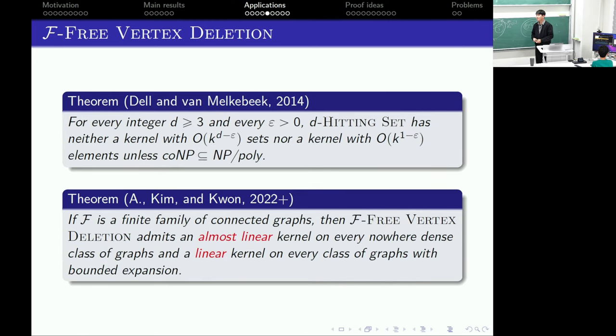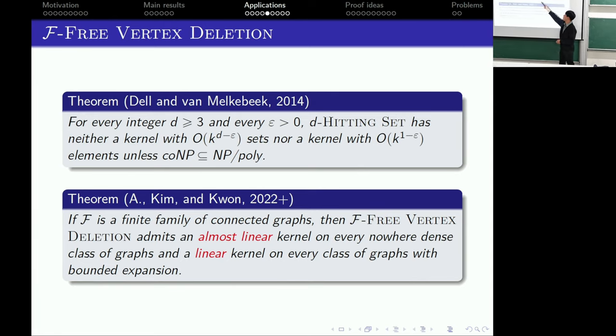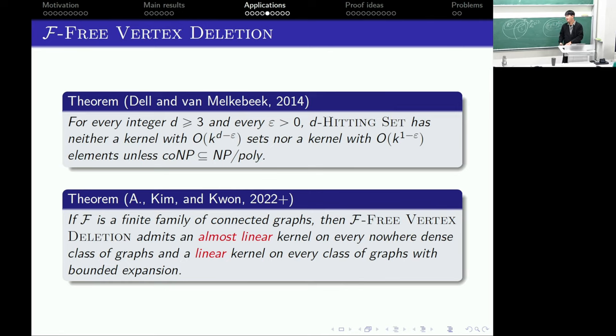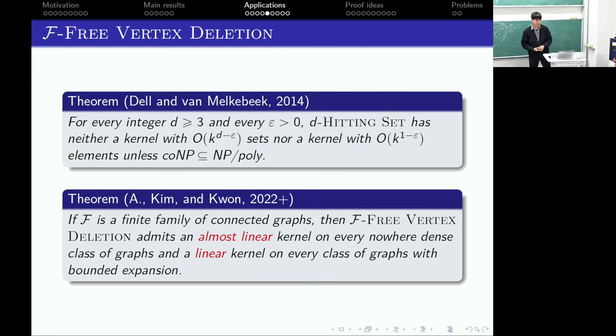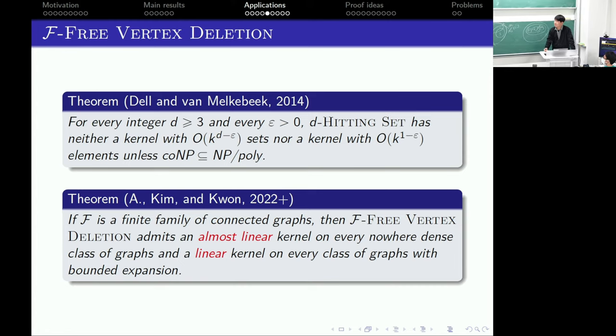But there are also some negative results. Dell and Van Melkebeek show that for every integer d, these problems don't have a kernel with this many sets, nor a kernel with this many elements. By elements, you mean the union of all sets? Yeah, the size of the universe, meaning the union of all the sets. But on sparse graph classes, we can do more. We can beat this phenomenon by showing almost linear and linear kernels for these problems, with the additional condition that F is a collection of connected graphs.